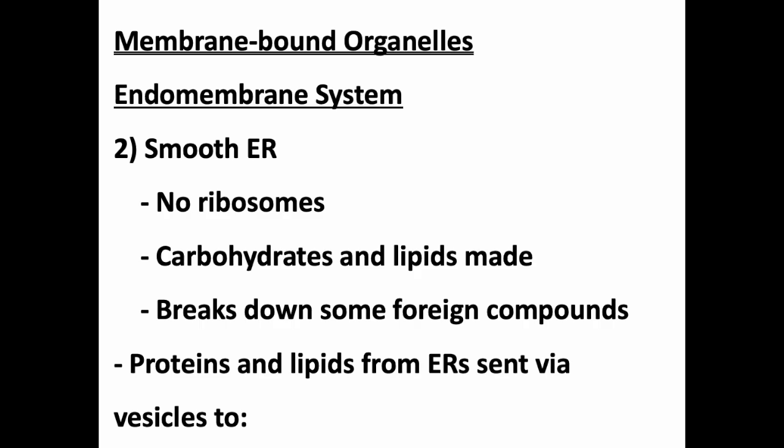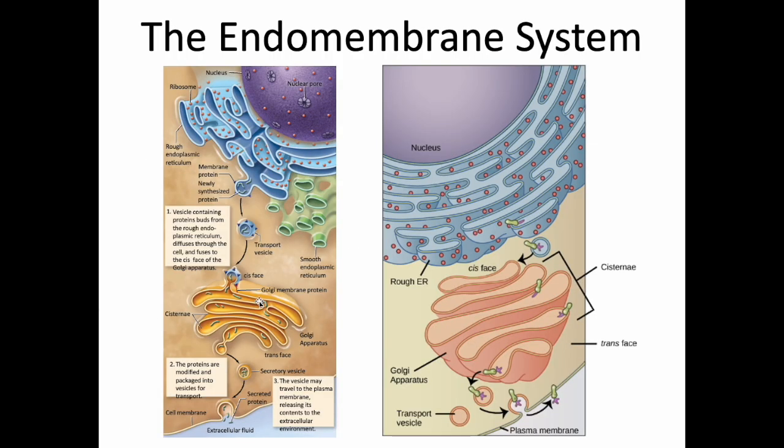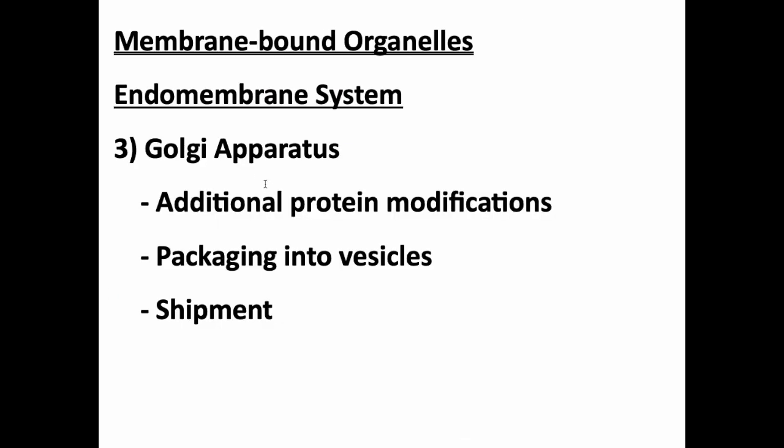Proteins and lipids from the ERs are sent via vesicles to our third component, the Golgi apparatus, or the Golgi body. I like calling it a Golgi apparatus, but apparatus is just too fun to say. So here's our third component in orange here, which is going to finish things up. So yeah, number 3, Golgi apparatus. We get additional protein modifications. So what do I mean by modifications? Well, some proteins will have lipids or carbohydrates attached to them.